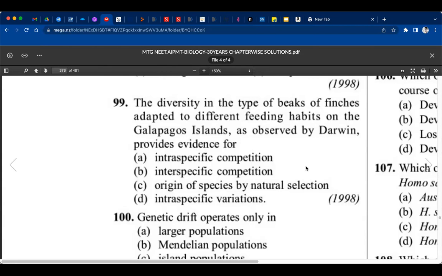Competition could not be the answer because Darwin did not use it as an evidence for competition. And it was obvious that there is no competition between these different finches. They were actually feeding on different foods. Is it clear, everyone?